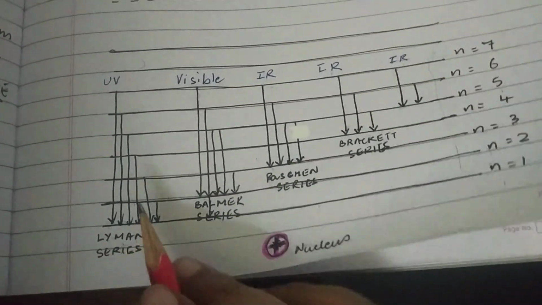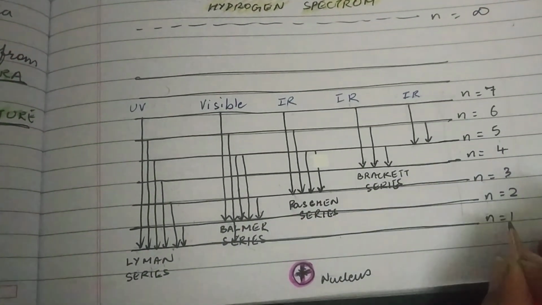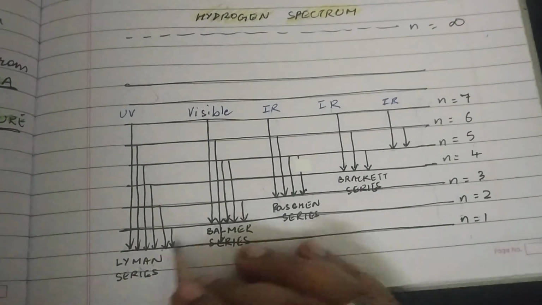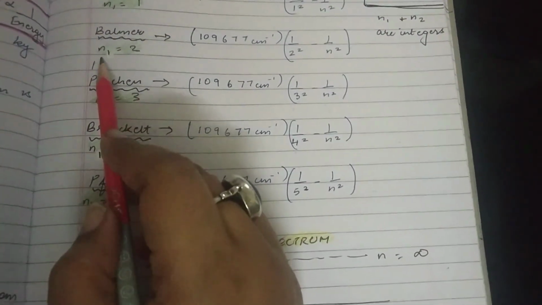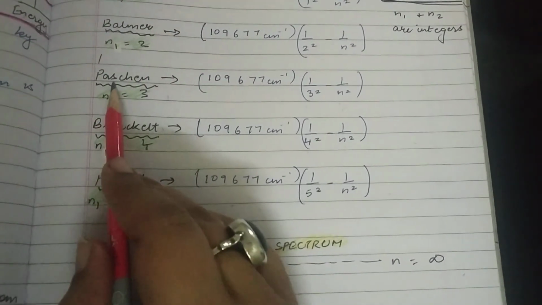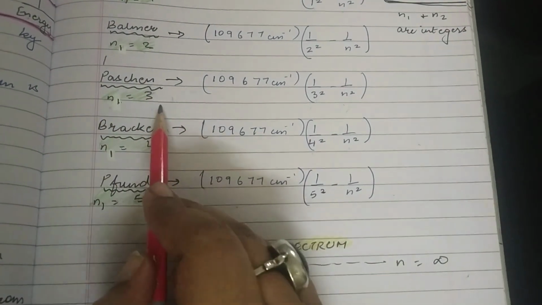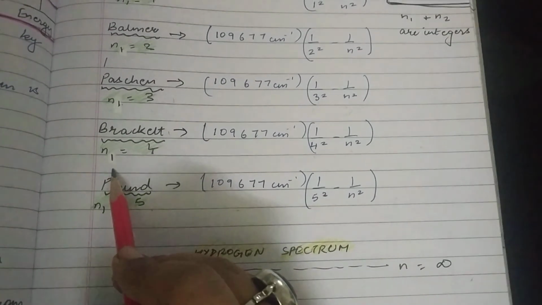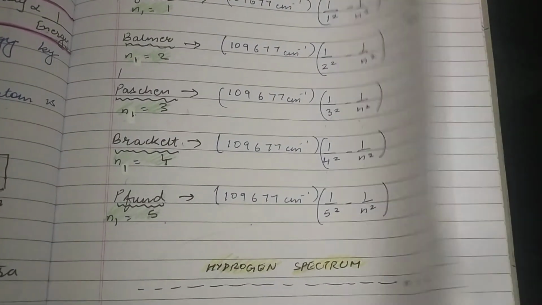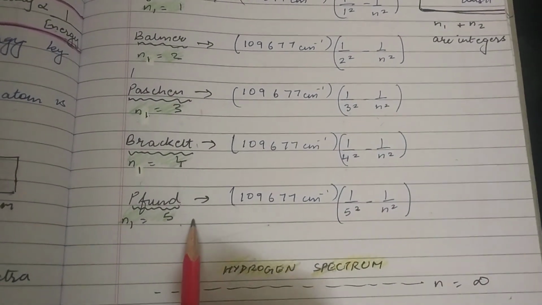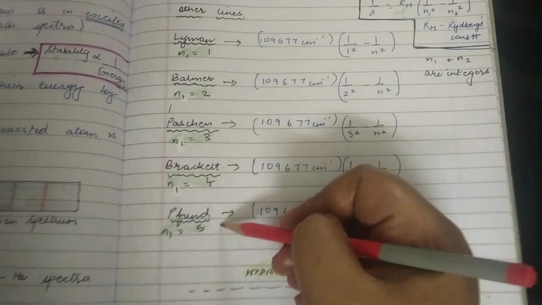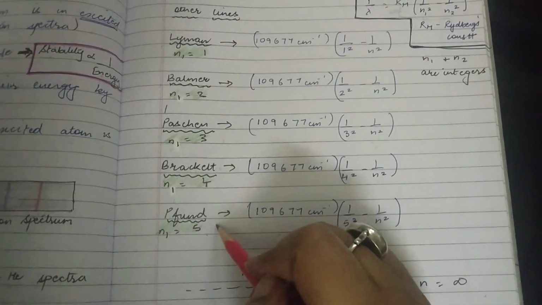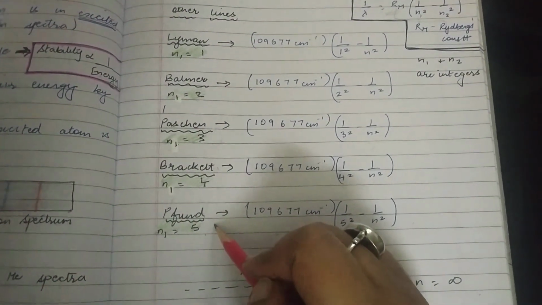So in case of Lyman, n1 you can see is equal to 1. That is why I have written 1 over here. In case of Balmer, n1 is equal to 2. In case of Paschen, n1 is equal to 3. In case of Brackett, n1 is equal to 4. And in case of Pfund, n1 is equal to 5. So this is how the studies were carried on and these are the different series of wavelengths that were observed and calculated in the hydrogen spectrum.